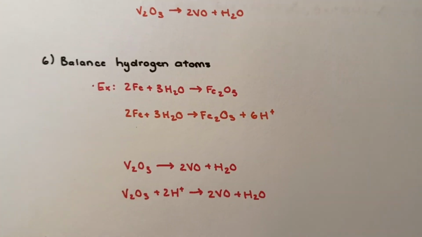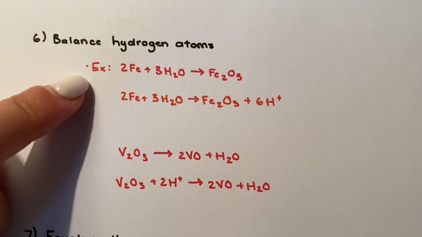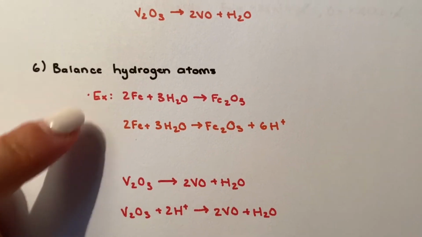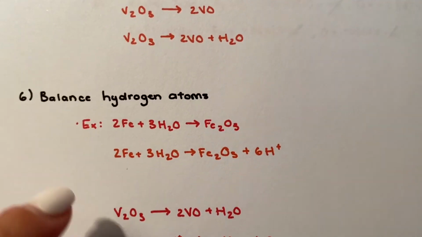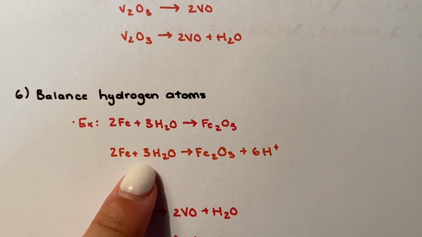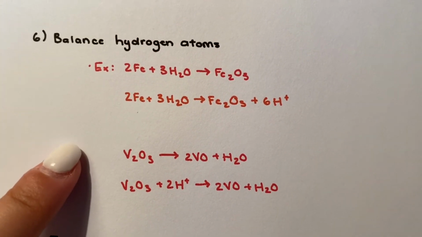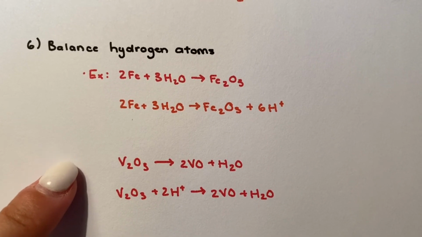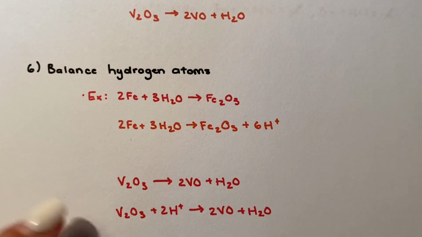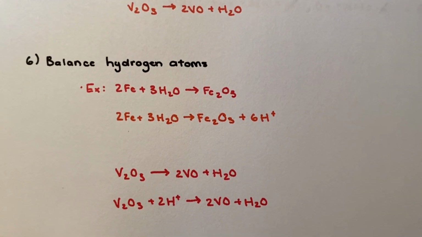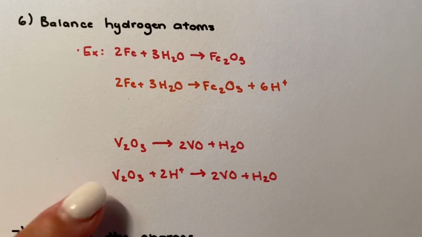So our first half reaction, we have 2 Fe plus 3 H2O to Fe2O3. There are 6 hydrogen atoms on the left side and none on the right, so we have to add 6 H+ to the right side to balance, and we're left with 2 Fe plus 3 H2O to Fe2O3 plus 6 H+. Our second half reaction, we have V2O3 to 2VO plus H2O. There are 2 hydrogen atoms on the right and none on the left, so we have to add 2 H+ to the left side to balance, and we are left with V2O3 plus 2H+ to 2VO plus H2O.